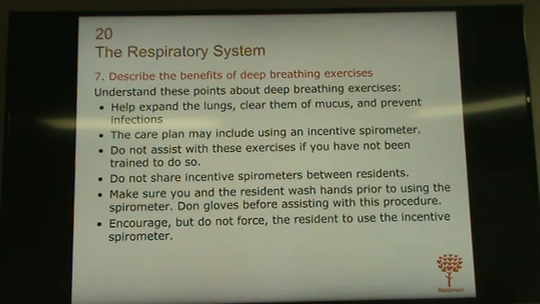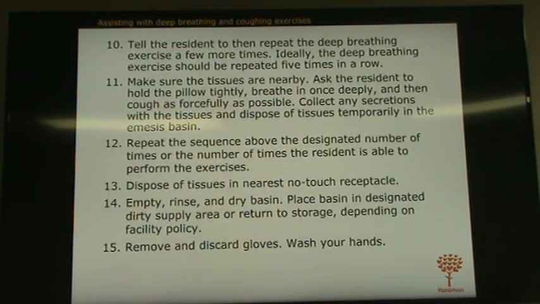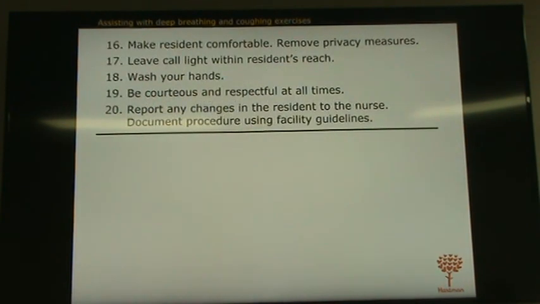But the best way to check their oxygen level is the pulse oximeter. Like I said earlier, always give them extra pillows to put their head up a little bit so their position will be more comfortable. That's the end of the 9A.